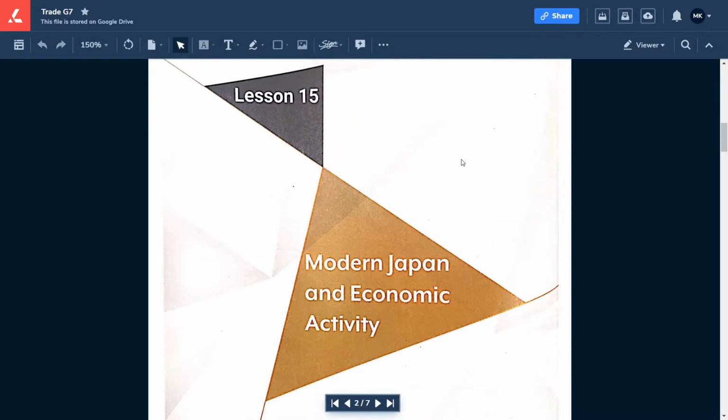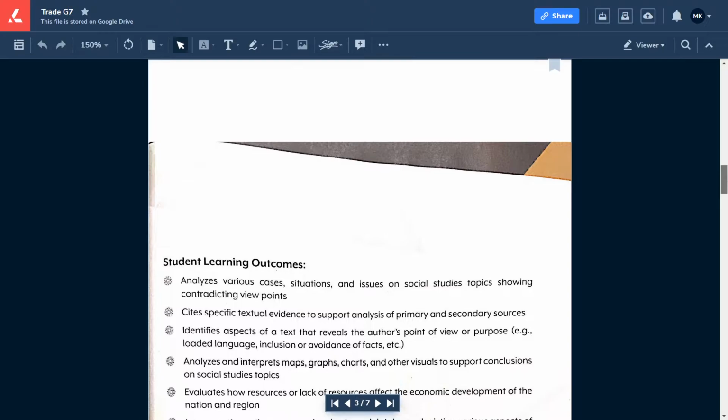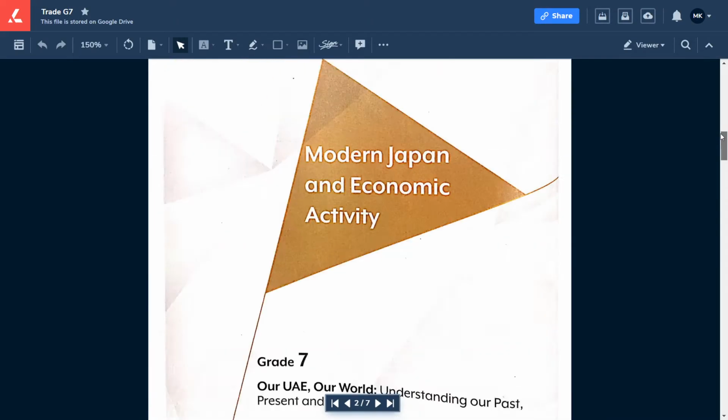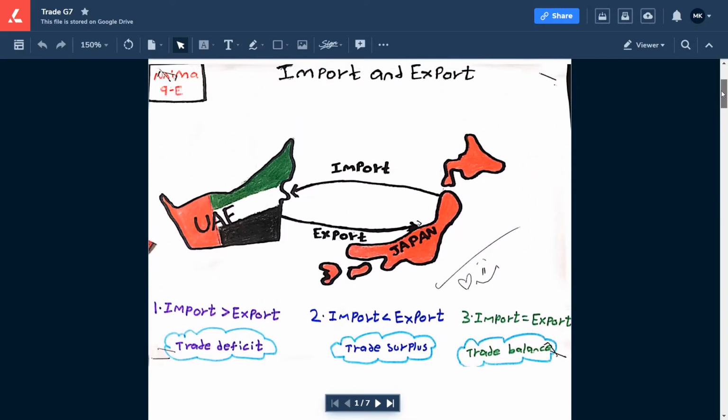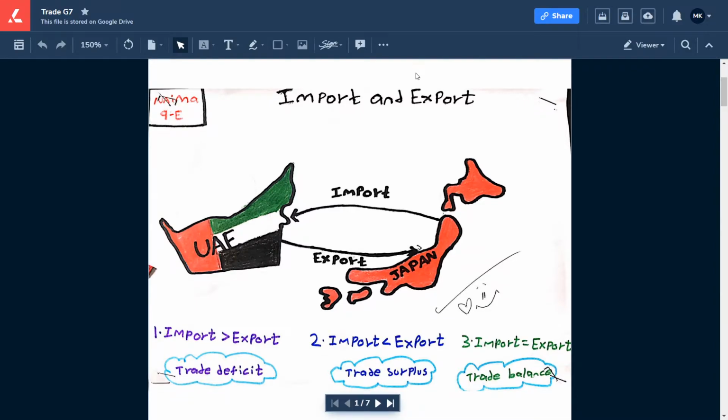Today inshallah we're going to complete the lesson that we started last session. It was lesson number 15, which is about modern Japan and economic activity. In the previous lesson we learned about import and export and about the economy of the country.